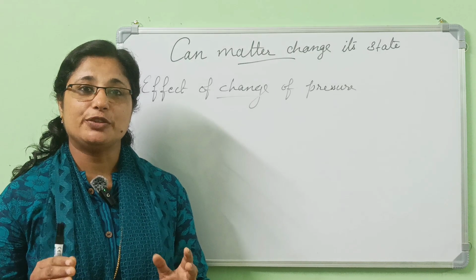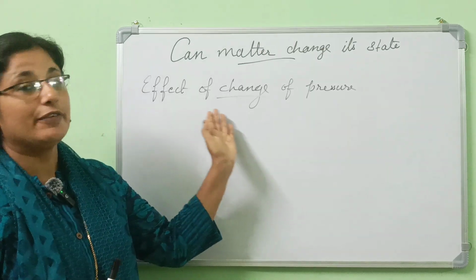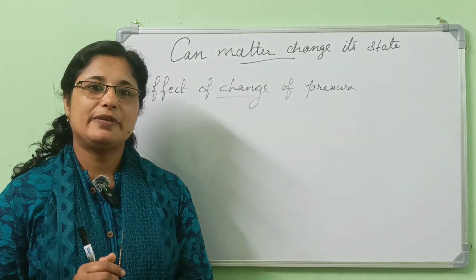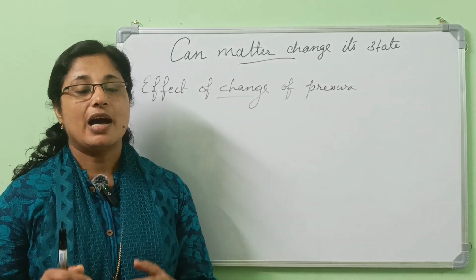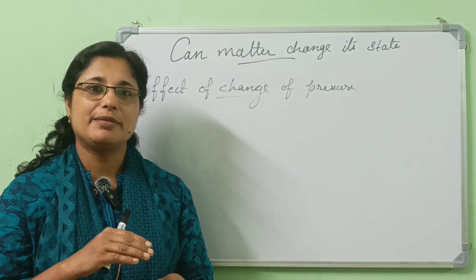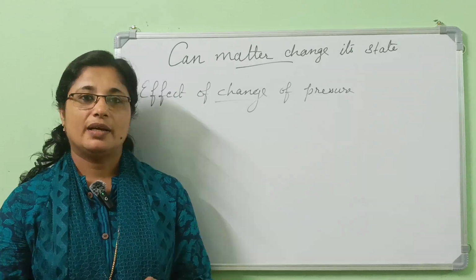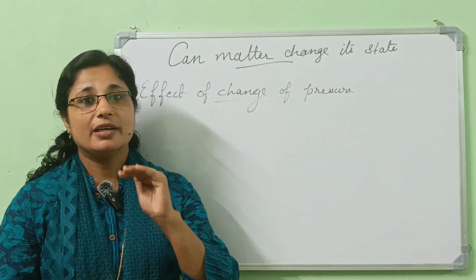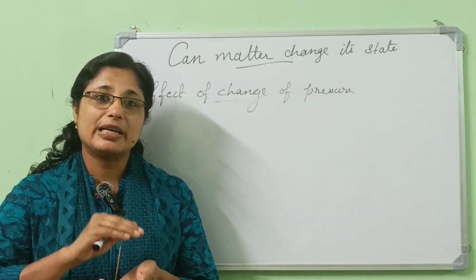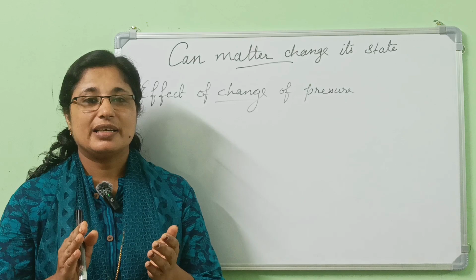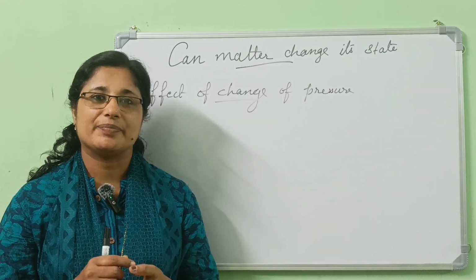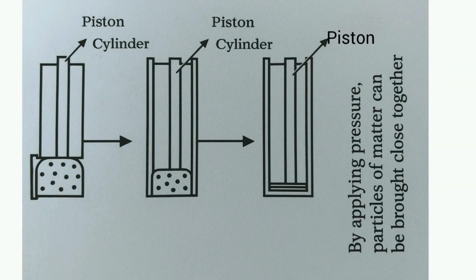We studied the effect of change of temperature on matter, and now we are going to study the effect of change of pressure on matter. We already know that the main difference between solids, liquids and gases is how far apart their particles are. So if we take a gas in a container and press it by applying pressure, what happens? The particles start coming closer and closer. That is, increasing pressure can force the gas to become a liquid. That means by increasing or decreasing pressure, we can change the state of matter.